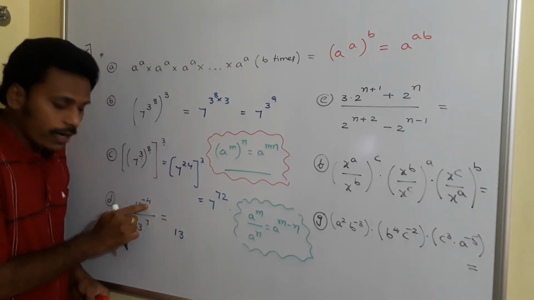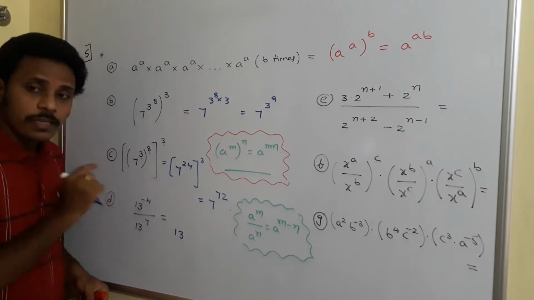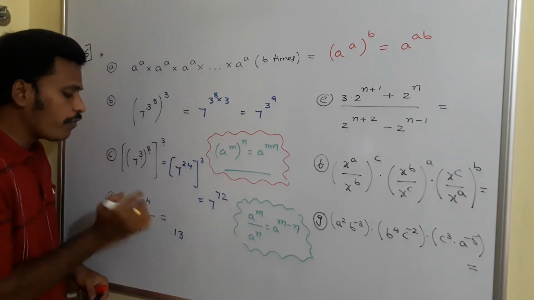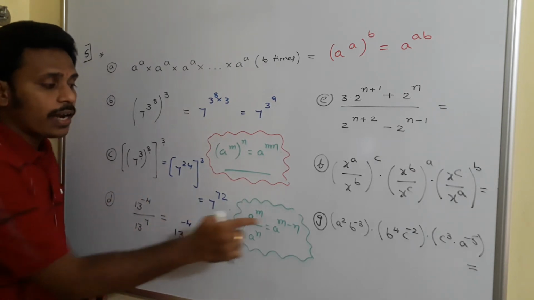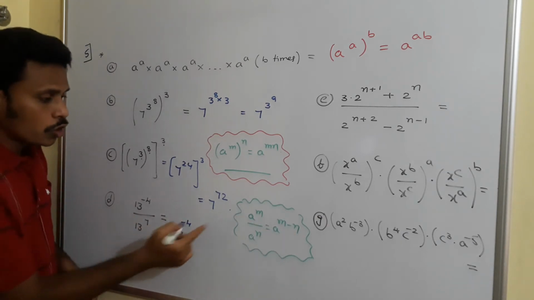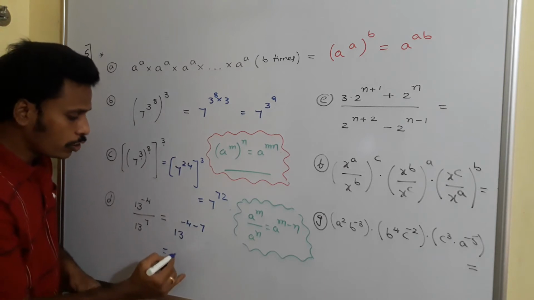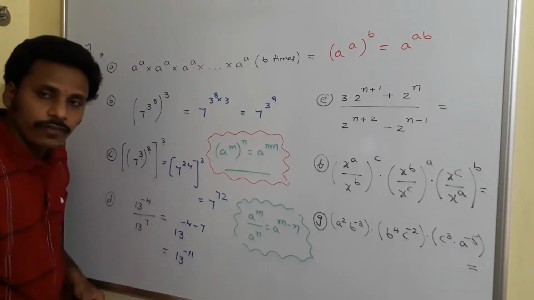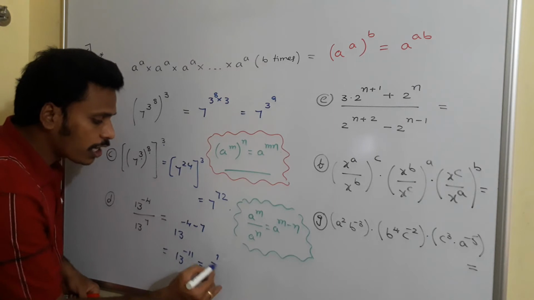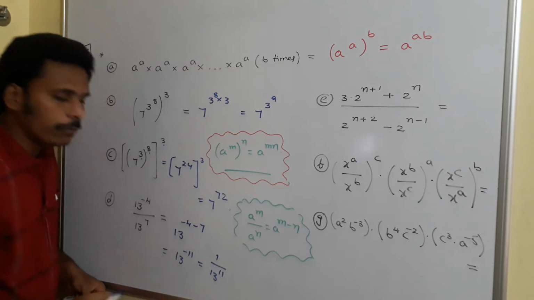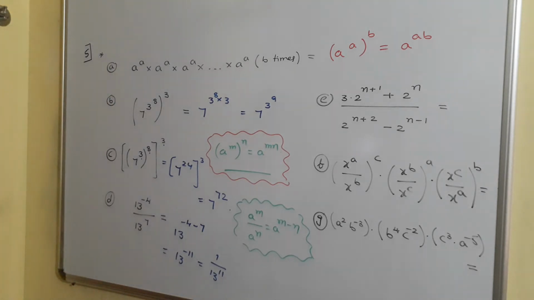Power of the numerator minus power of the denominator. What is the power of the numerator? In the place of m we have minus 7, and in the place of n we have 7. So n is 7, but in the formula we have minus. So this is equal to 13 power minus 11. And if you wish, you have a chance to express it like 1 divided by 13 power 11. Okay, just observe this.